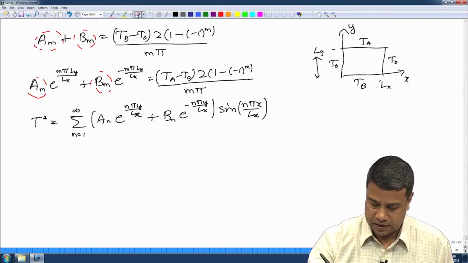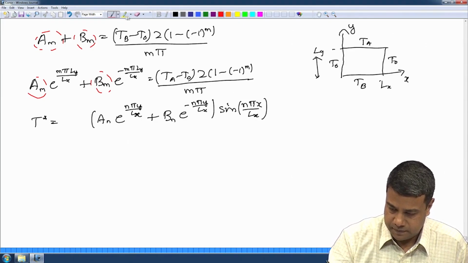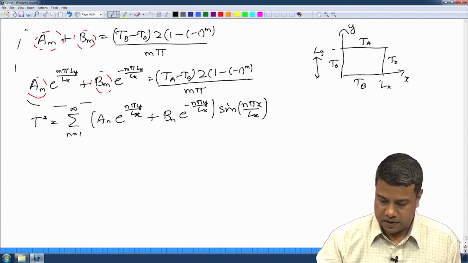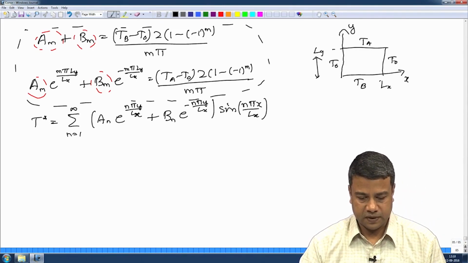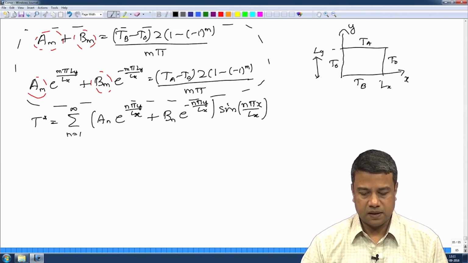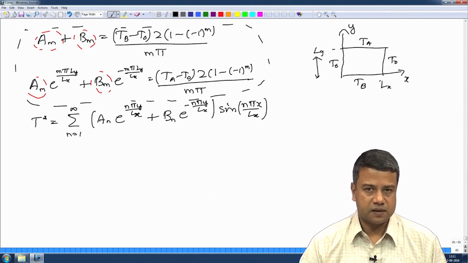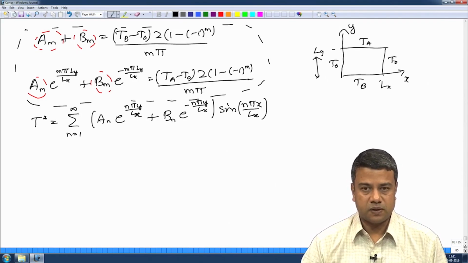I am sorry, I should correct this one. Okay, so I get two equations for these two constants. I can solve them simultaneously in order to get Am and Bm. To get Am, I have to multiply the first equation by e power minus m pi Ly by Lx and subtract the two equations. And for Bm, I have to multiply the first equation by e power m pi Ly by Lx and subtract the two equations, and then I will get those two constants.